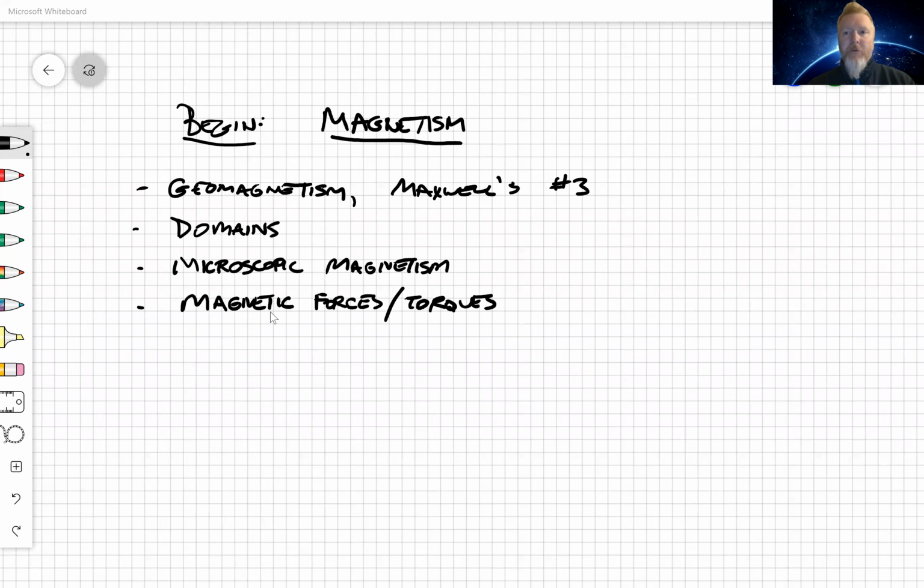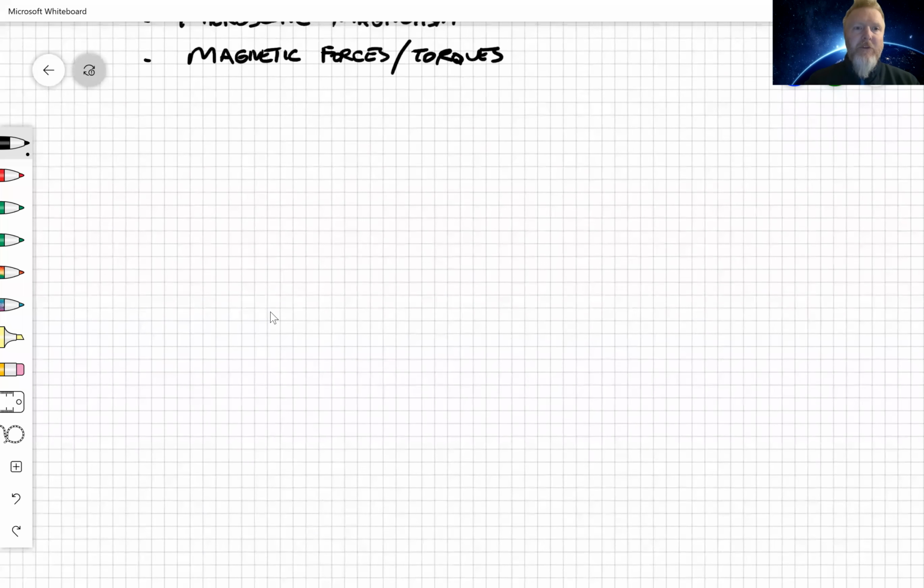After that, we'll go even further in and talk about how domains are formed in a material with the atoms themselves. And then finally, we'll back up all the way to approximately where we started with macroscopic magnetic forces and torques. All right, so we'll see how we go with this. It might take a couple of videos. I mean, it will take a couple of videos to get through this stuff. But point is, we'll get started on it. So let's get going. So, the magnetic field of Earth.